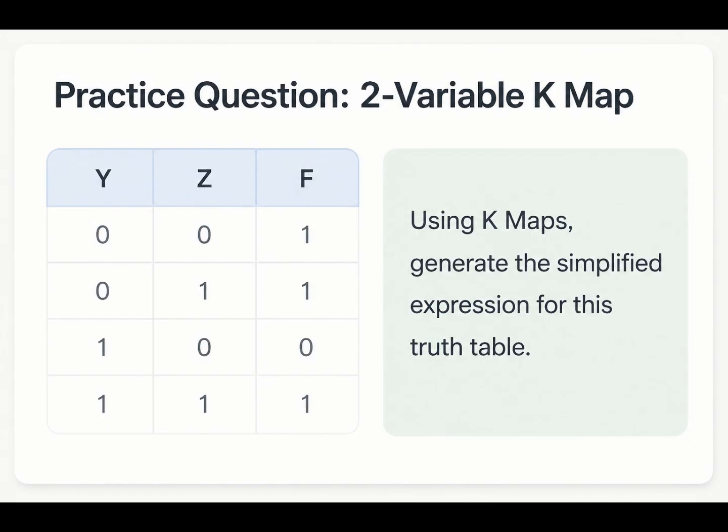Now it is your turn. Take a look at this truth table. How would you map these outputs onto a 2x2 grid, and what would the resulting simplified expression be?